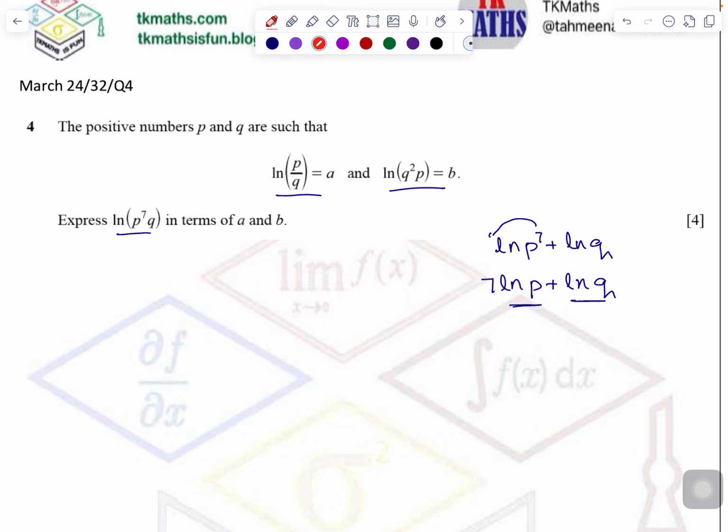So let's see the first condition given to us. ln p over q equals 1. So we can apply the quotient rule here because they are dividing. ln p minus ln q equals 1. I'm calling it equation 1.